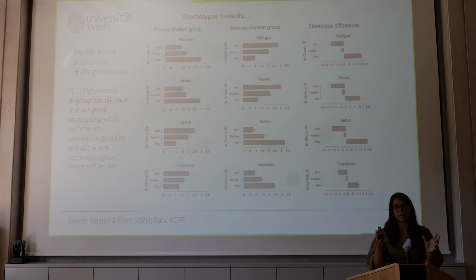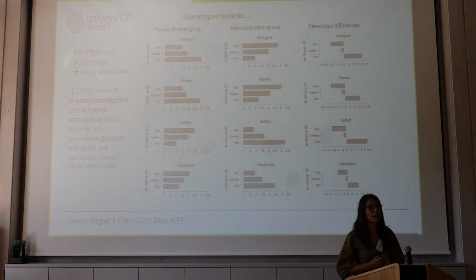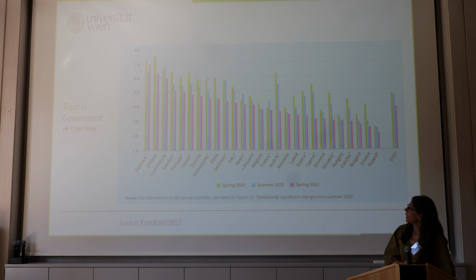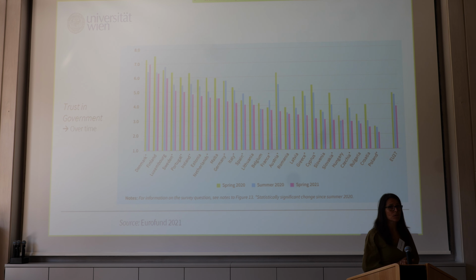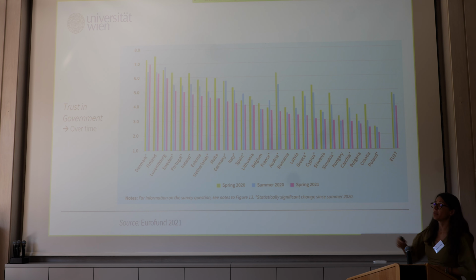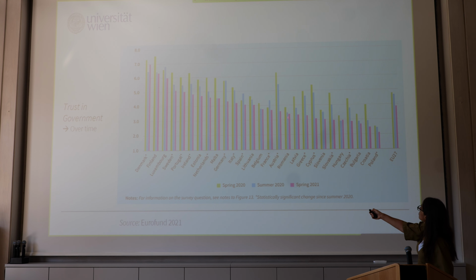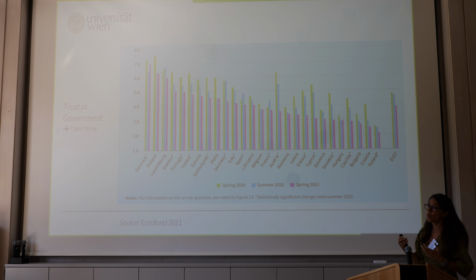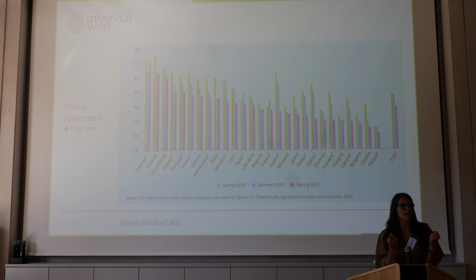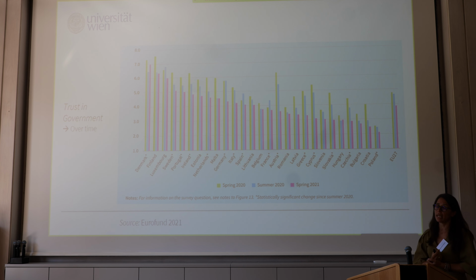So therefore, let's see how these trust levels, how these legitimacy levels changed over the pandemic. Here I have a graph on trust in government where Austria is compared with other countries. And this study has been done by Eurofound in spring 2020, in summer 2020, and then again in spring 2021. And here, there is Austria, right? So the Austrian government could gain a lot of trust from the Austrian population in the beginning of the pandemic.